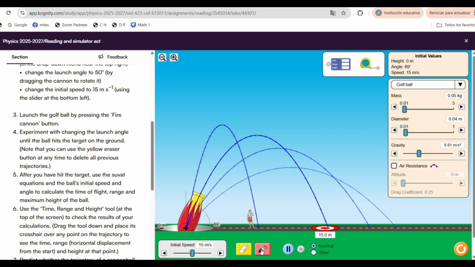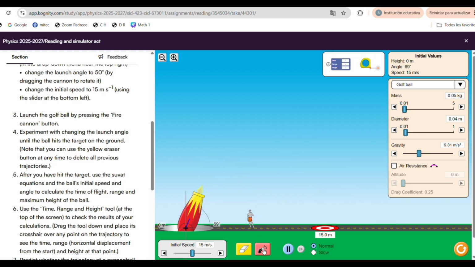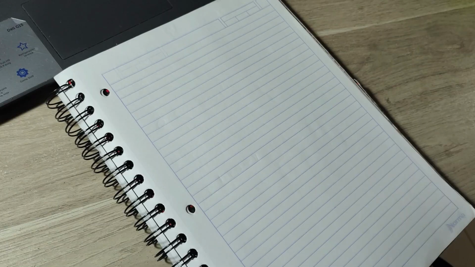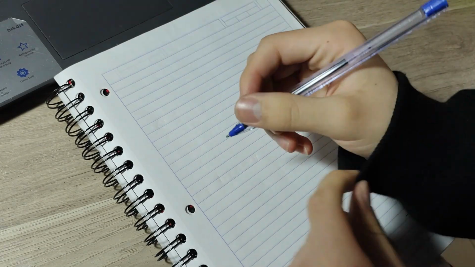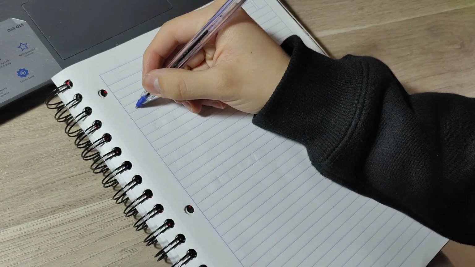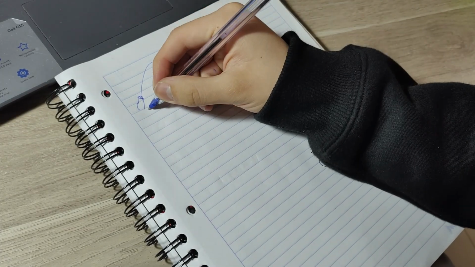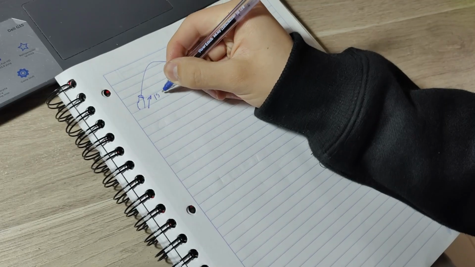Now here comes the good part, because we will try to use the kinetic equations we learned from our beautiful physics class to get the time the ball spends in the air. Also, we're going to get the range, that is the horizontal displacement, and the maximum height the ball reaches. First of all, we're going to make a little sketch of the situation in our notebook to know what the factors are.